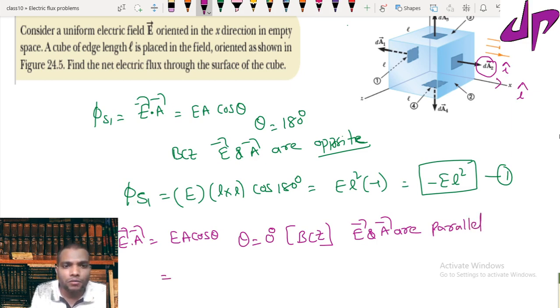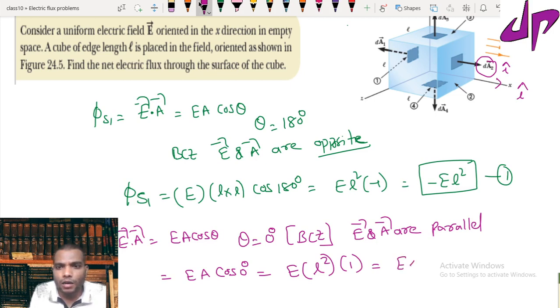Now you can find it out. E A cos 0 degree, the area, the same side, becomes L square. Let me write it properly. So E times L square cos 0, value 1, so you can get E times L square. That is the flux through surface S2.